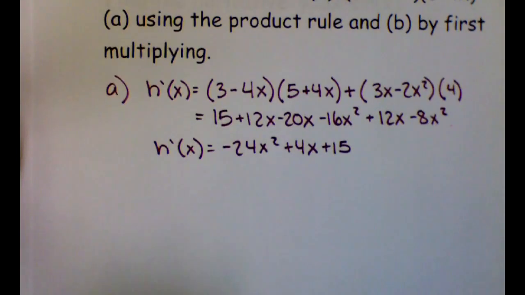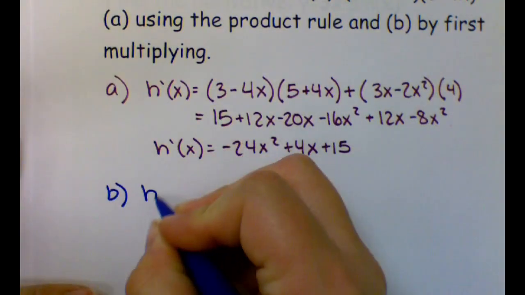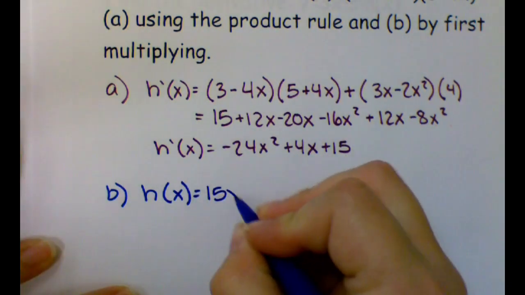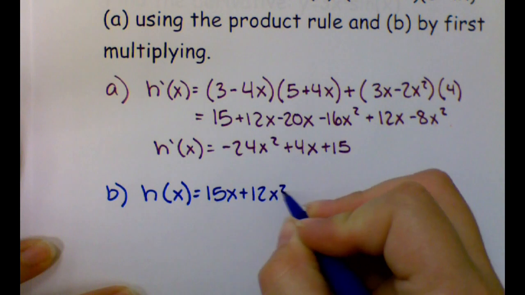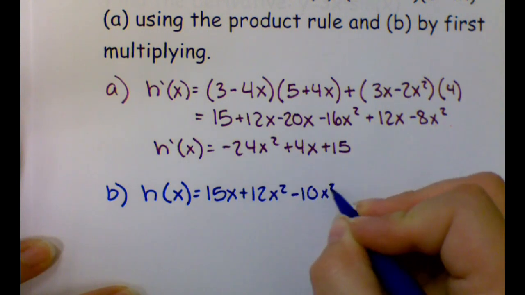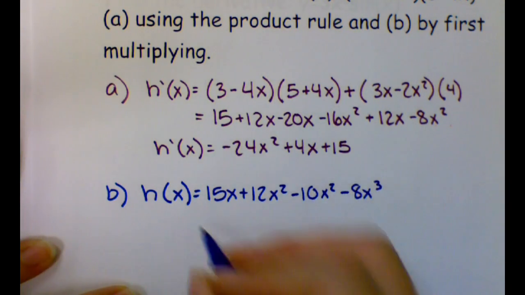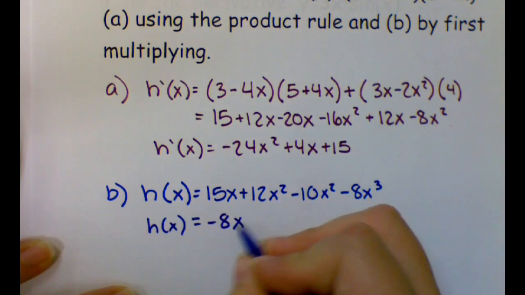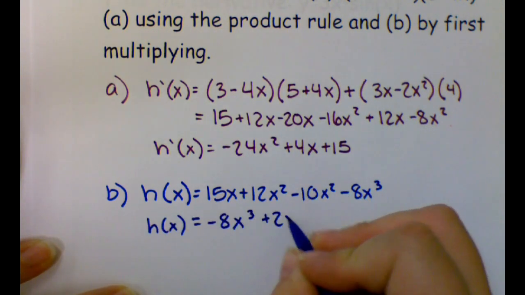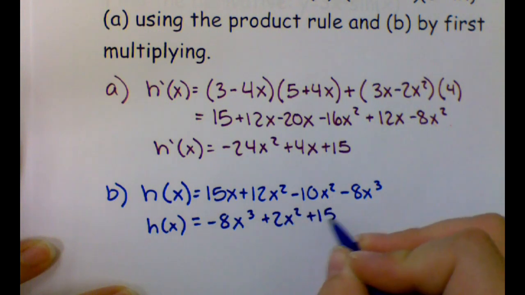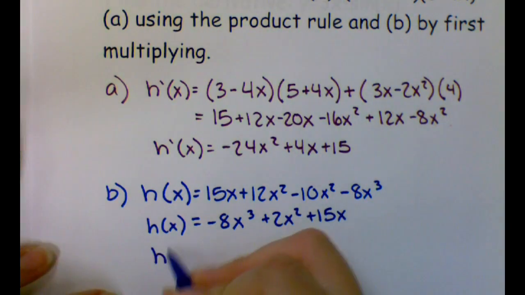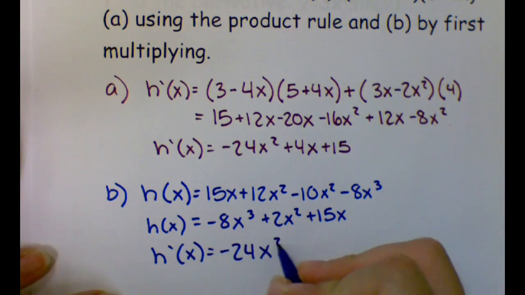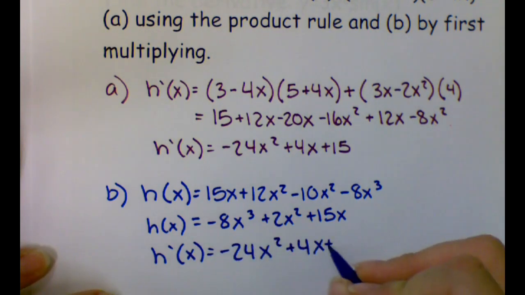The other way is by first multiplying. So I'm going to FOIL the original function before I do the derivative, so just h of x. When I FOIL, I get 15x plus 12x squared minus 10x squared minus 8x cubed. Clean that up a little bit, and h of x is negative 8x cubed plus 2x squared plus 15x. Now I take the derivative. I use the power rule, so I get negative 24x squared plus 4x plus 15.